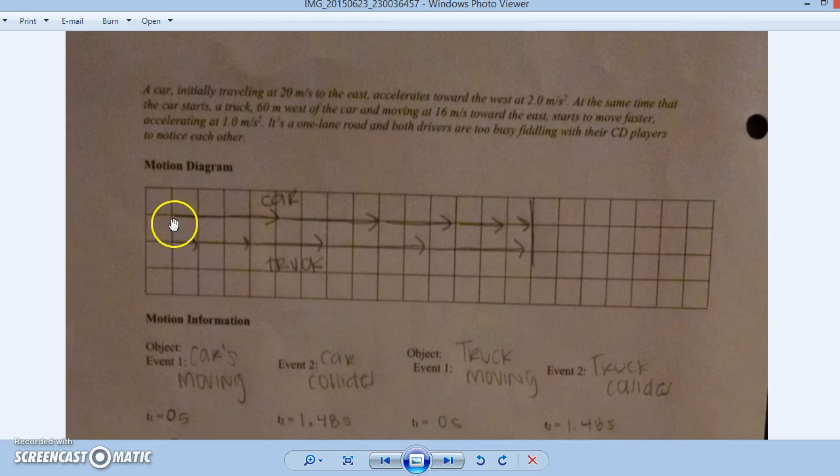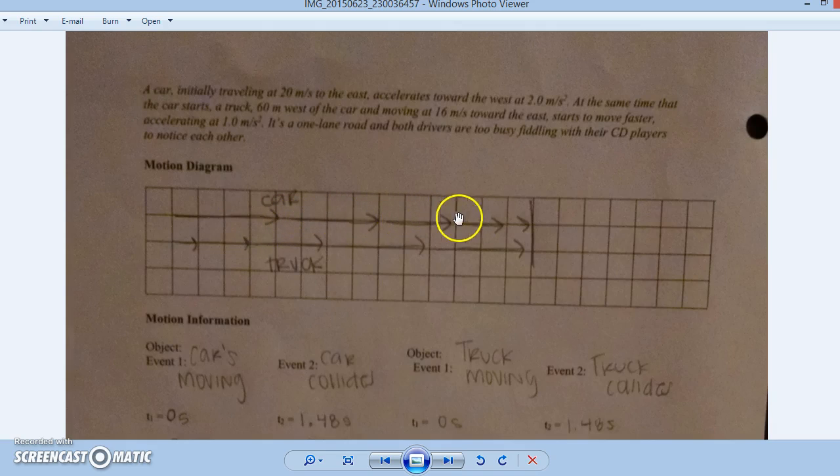And then here's my pretty picture. So it shows that the car is initially traveling 20 meters per second to the east. Okay, so it's initially traveling east and then accelerates to the west. So if it's going east and accelerating to the west, it's slowing down or decelerating. So it's getting slower, as you can kind of tell by the picture.